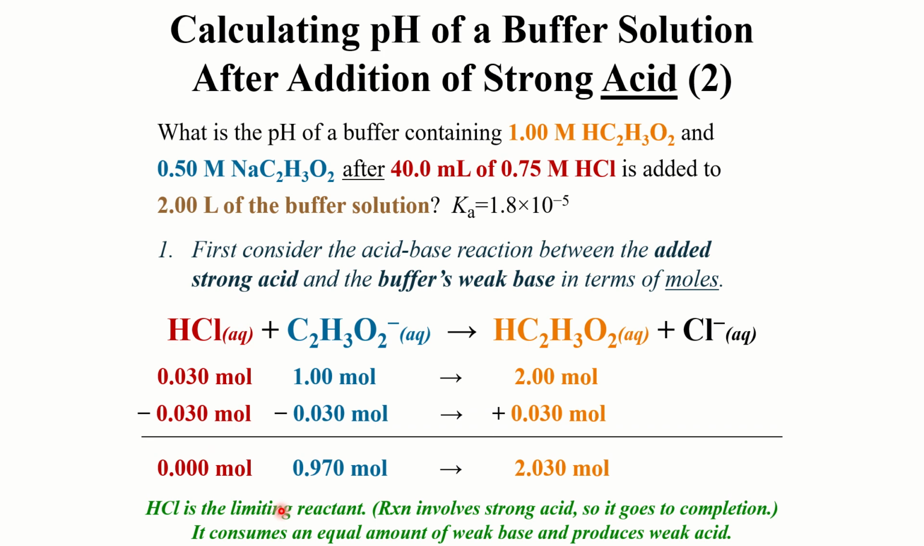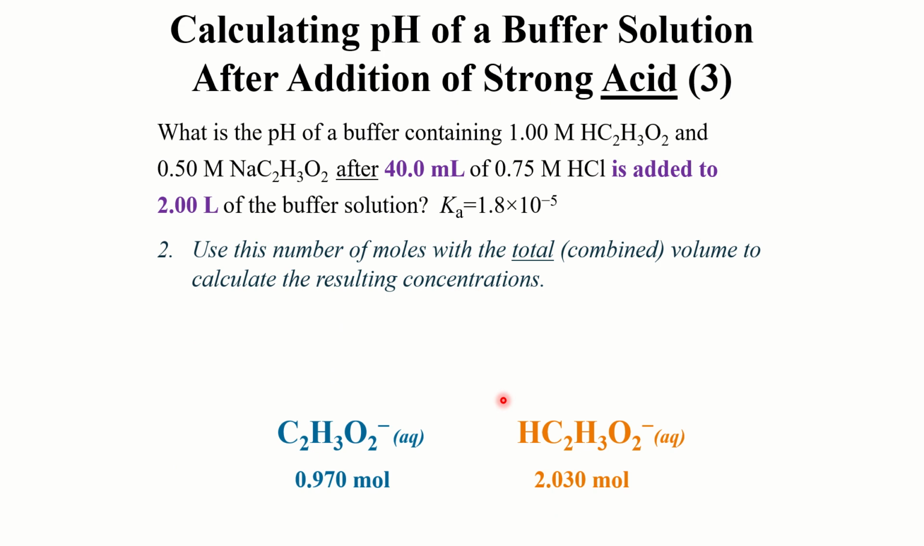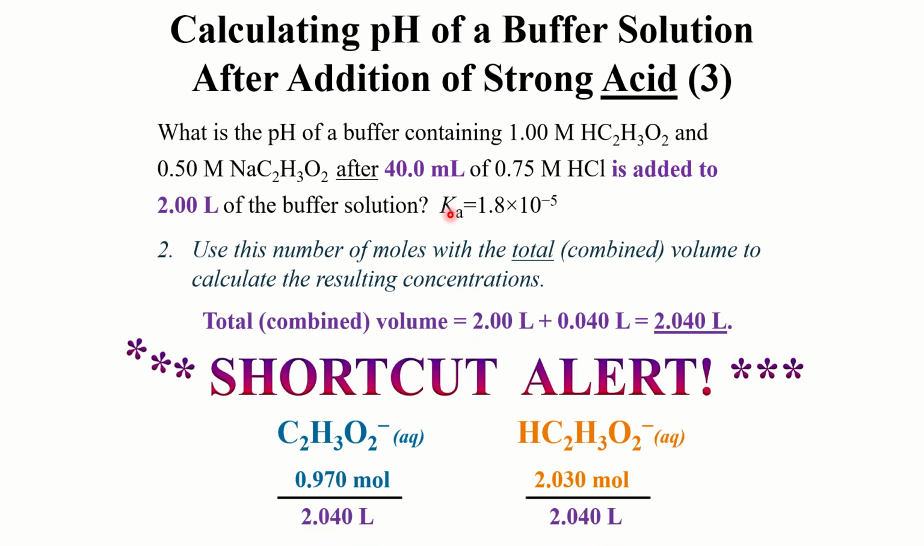This gives us final amounts of 0 moles HCl, 0.970 moles of the acetate, and 2.030 moles of the acetic acid. Now let's find our new total volume. So 2 liters from the buffer, plus the 40 milliliters, or the 0.040 liters from the acid that was added, giving a total combined volume of 2.040 liters.